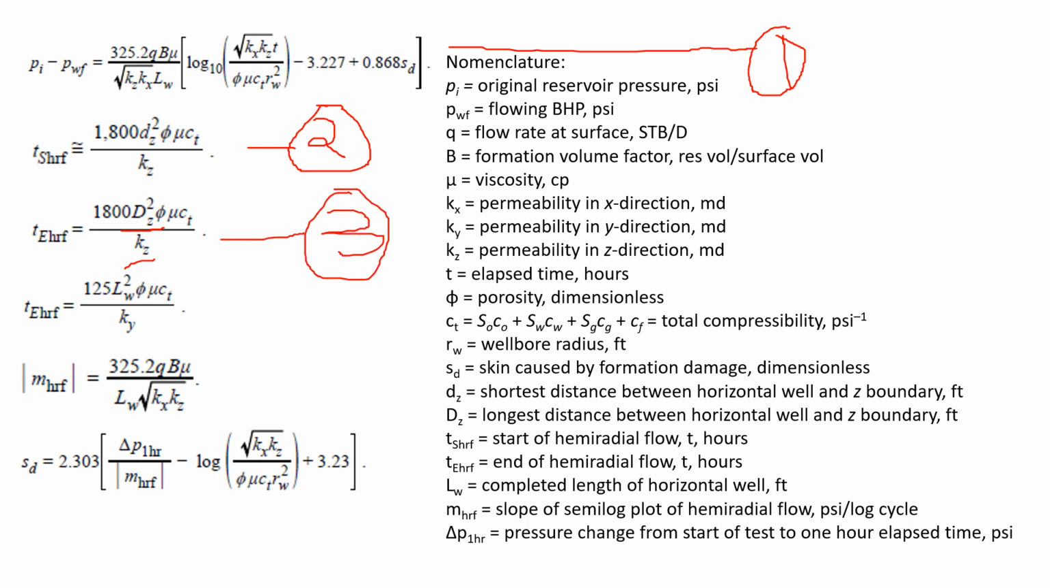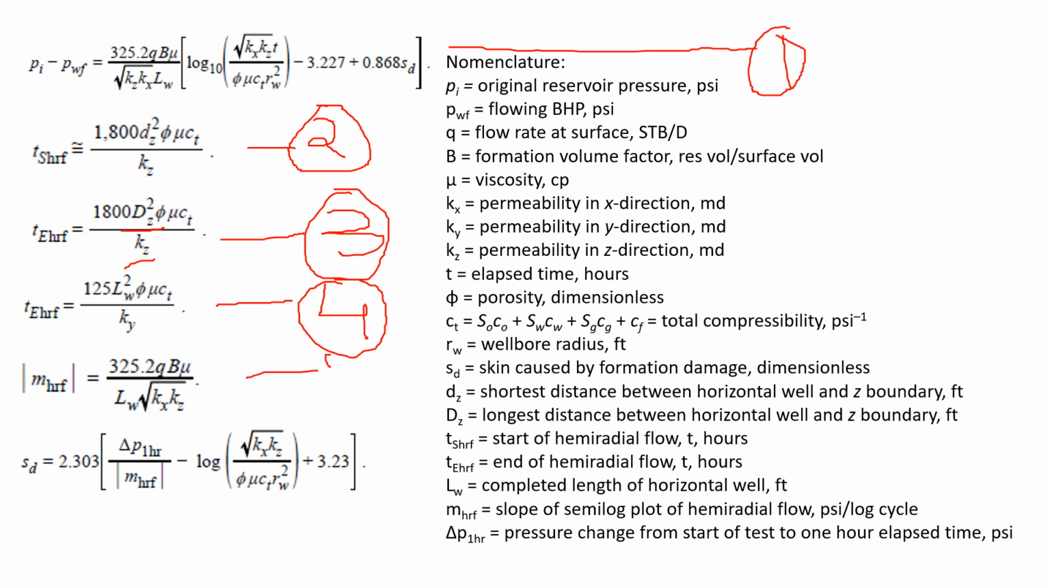The appearance of end effects, that is, flow from beyond the ends of the wellbore, causes the end of the hemiradial flow regime to appear. The end of the flow regime occurs when TEHRF equals 125 LW squared phi mu CT upon KY, which is equation 4. The completed length of the well LW and the permeability KY appear in this equation. These parameters determine when enough flow has come from beyond the ends of the wellbore to distort the radial flow pattern that appeared earlier.